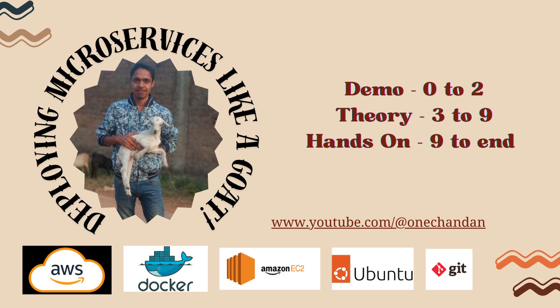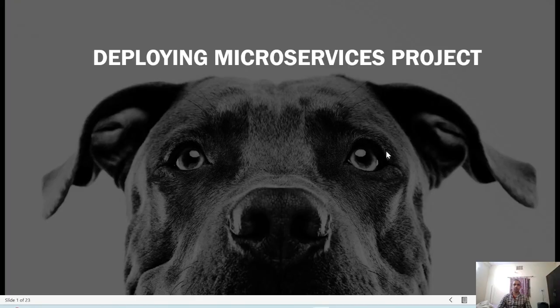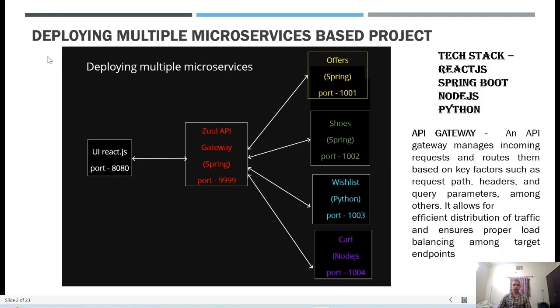Hola amigos, today we'll see how to deploy a microservices project using Docker. So this is the architecture of this application. In this application we are using 6 microservices. This is an e-commerce based application. Here we are using 4 e-commerce based services: offer, source, wishlist, cart, the Zuul API gateway, and the UI is built on React.